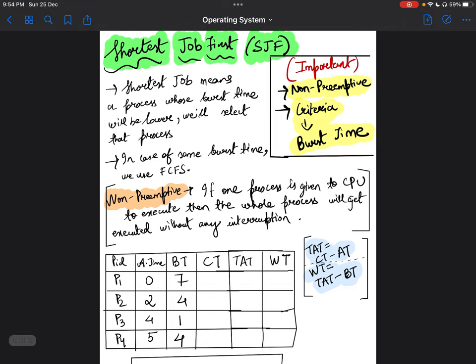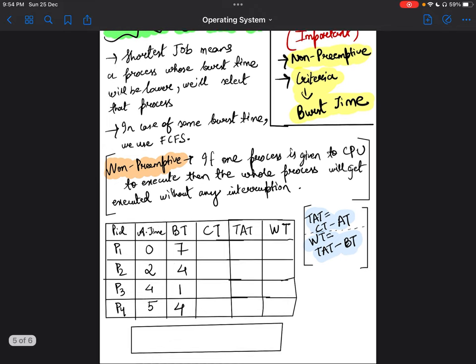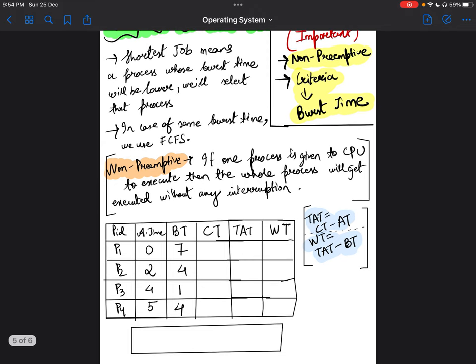Now let's come to shortest job first, and the important point here is that it is non-preemptive. I know there is a preemptive version as well, but in this video we'll be studying only the non-preemptive part. Let's go to the criteria. The criteria here will be the burst time. The process with the lowest burst time will be given the CPU first.